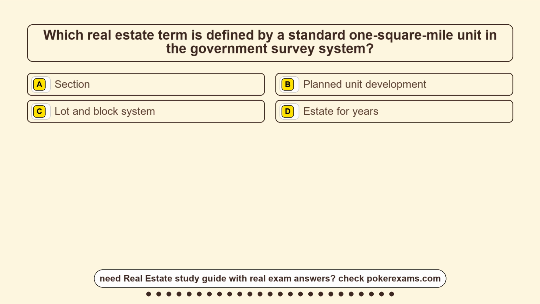Question 1. Which real estate term is defined by a standard 1 square mile unit in the government survey system? Option A, section. Option B, planned unit development. Option C, lot and block system. Option D, estate for years. The correct answer is option A, section.